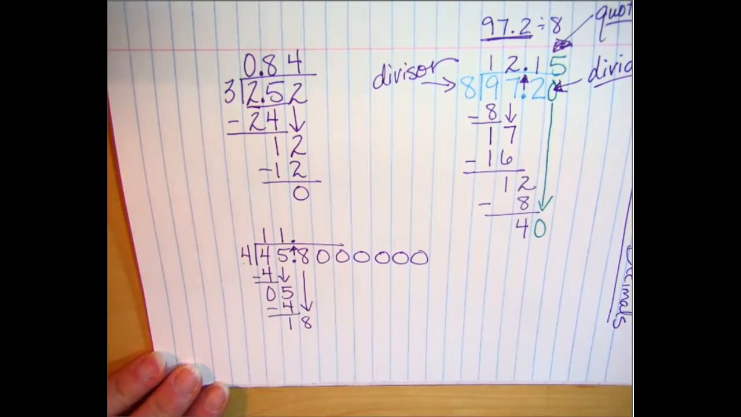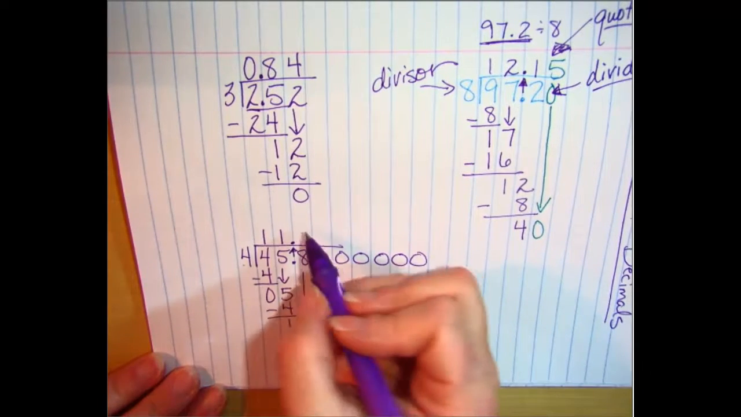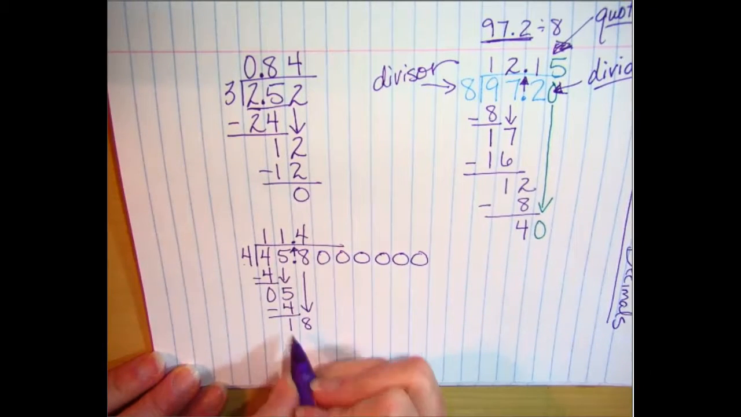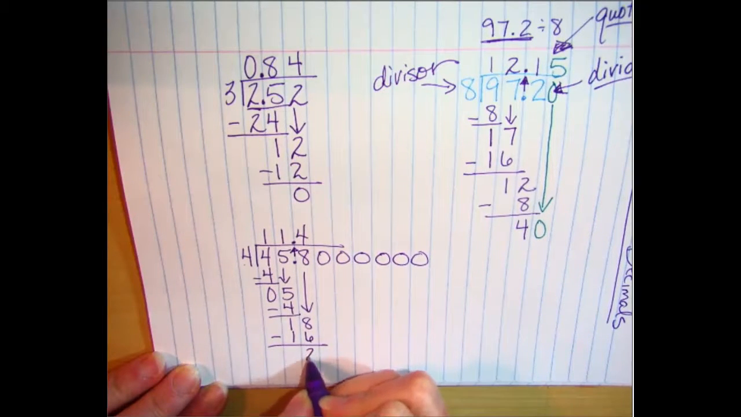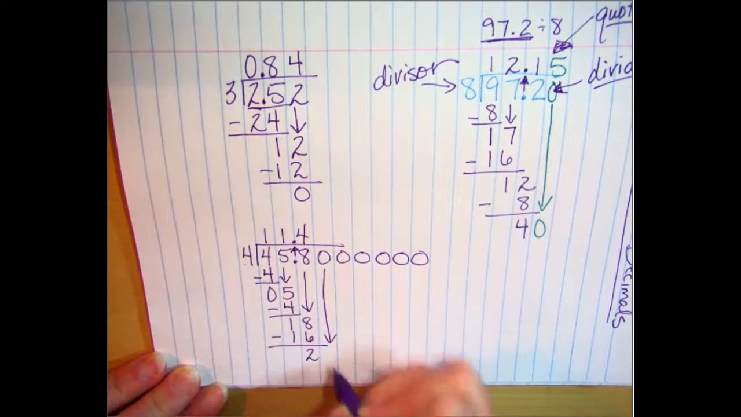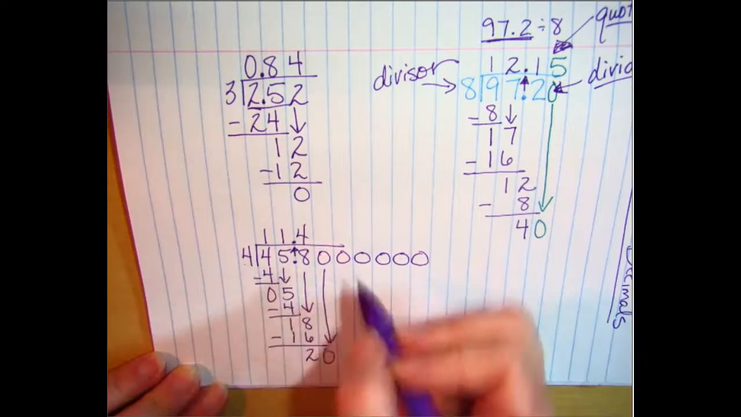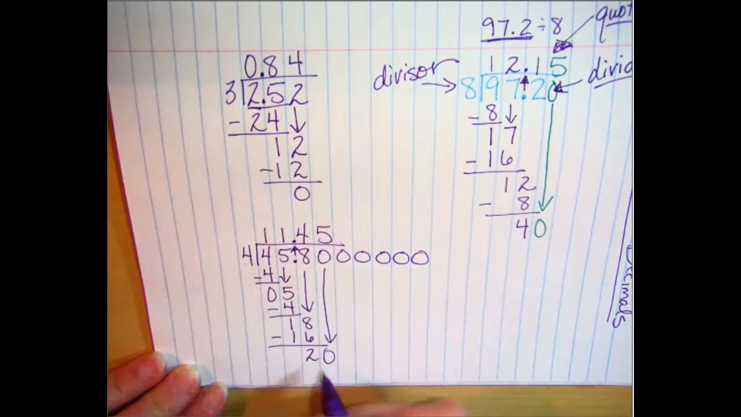18 divided by 4, I can do how many times? 4 times 4 is 16. 18 minus 16 is 2. I bring down this 0. 20 divided by 4 is 5. 5 times 4 is 20, and there's nothing left over.